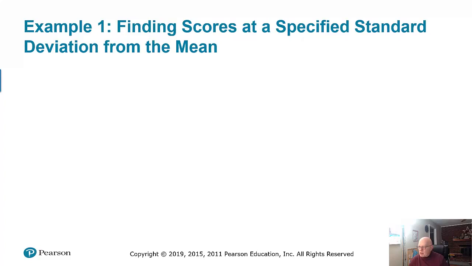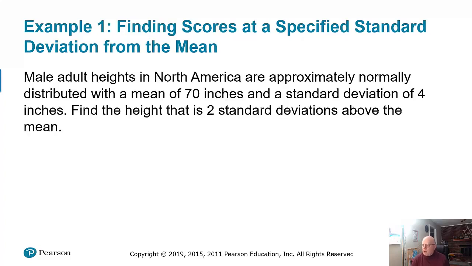How about scores at specific points? Well, let's take a look at an example. Male adult heights in North America, if they're normally distributed, and they are really, have a mean of 70 inches. Remember, we're talking about heights, so it's in inches, and the standard deviation is 4 inches.